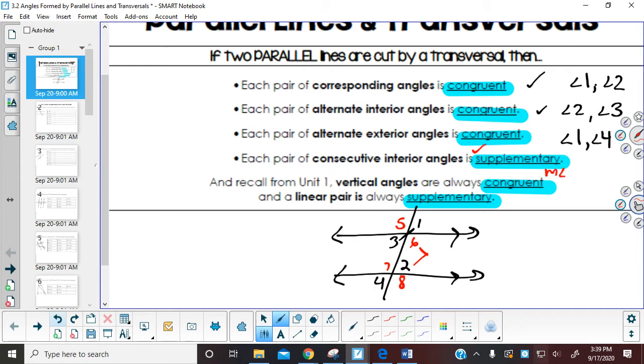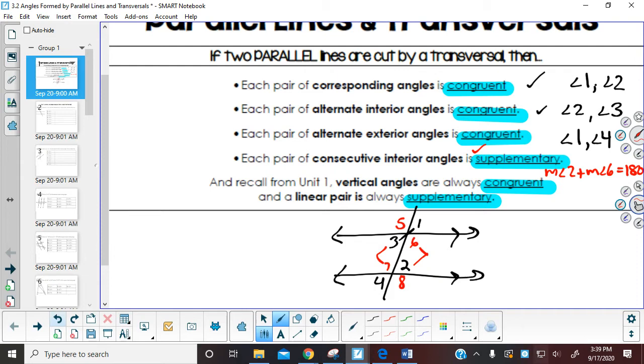So the measure of angle 2 plus the measure of angle 6 equals 180 degrees. Okay, same thing could be said of 7 and 3. Those two are going to be supplementary as well. Again, the key is, though, that these lines have to be parallel for any of those relationships to hold up.